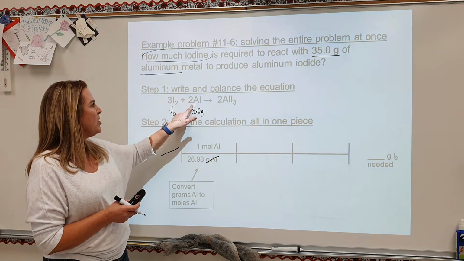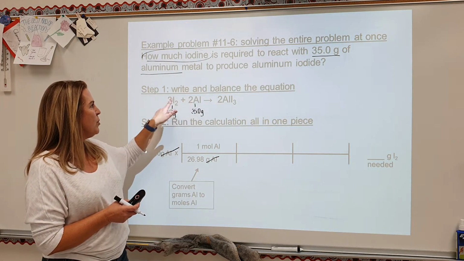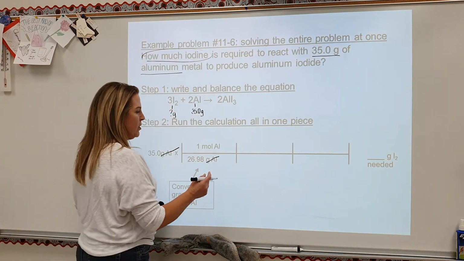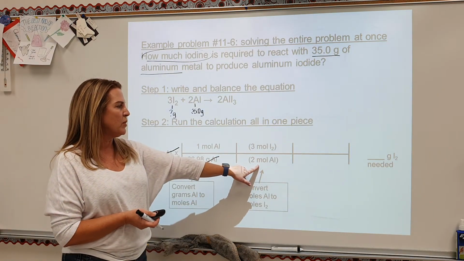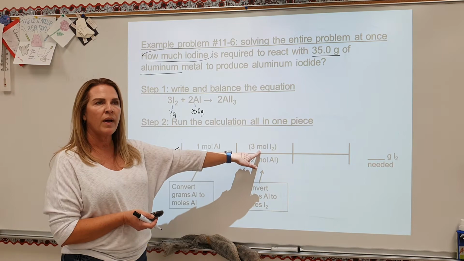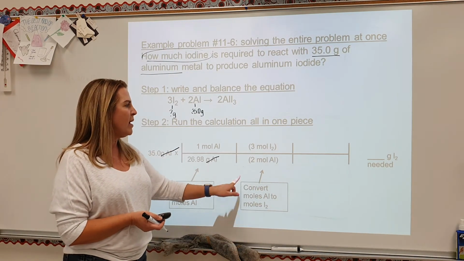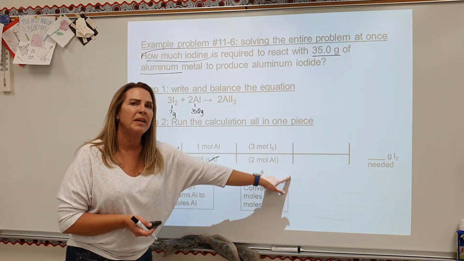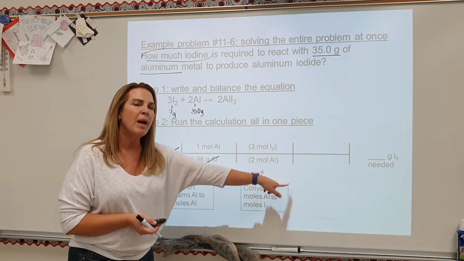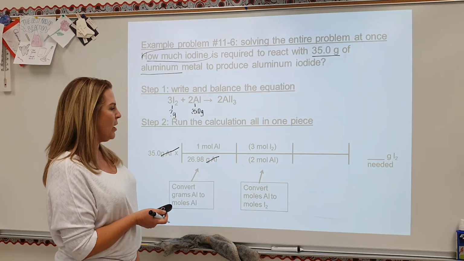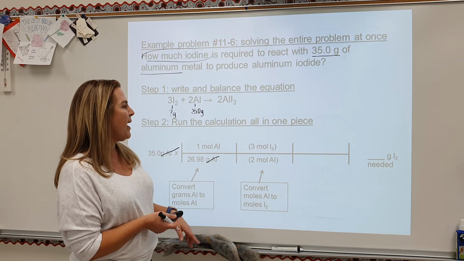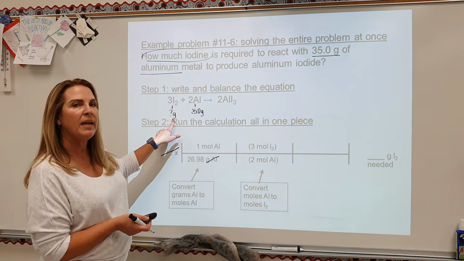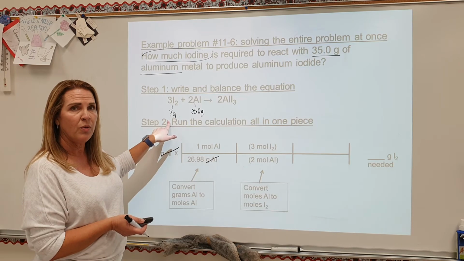Well, here's my mole ratio, right? I've got 2 moles of aluminum, 3 moles of iodine. So since I have moles of aluminum upstairs, 2 moles of aluminum downstairs, 3 moles of iodine upstairs. Again, this is stoichiometry right here. One step. Remember, you can only use 1 mole ratio in a problem. So we're going to convert from moles of aluminum to moles of iodine. Again, what are we trying to get to though? We're trying to get to grams.